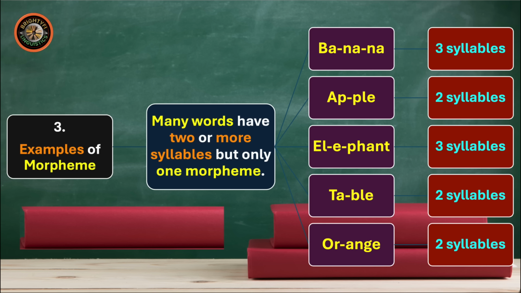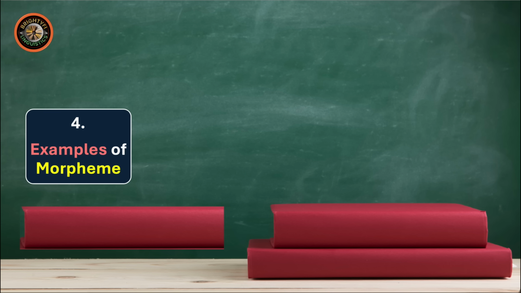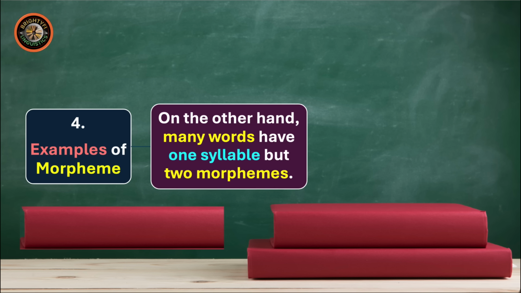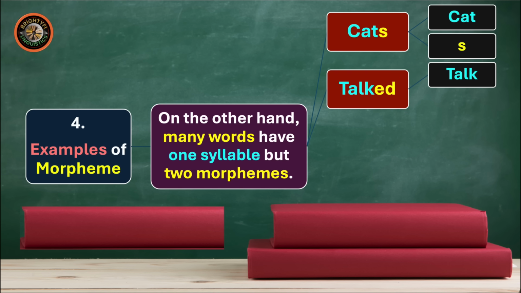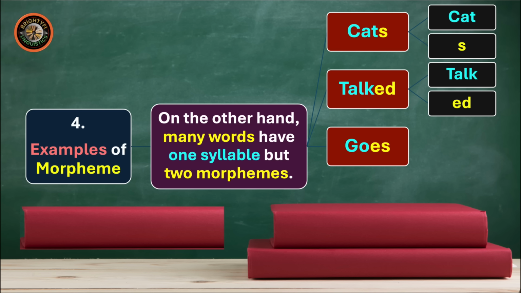Now we move on to the fourth example of morpheme. On the other hand, many words have 1 syllable but 2 morphemes. Let's see. Cats. It's 1 syllable. In one go you can speak, but it contains 2 morphemes. What are they? Cat and s. Likewise, talked. 1 syllable but contains 2 morphemes, talk and ed. Likewise, goes. 1 syllable, but we have 2 morphemes, go and es.